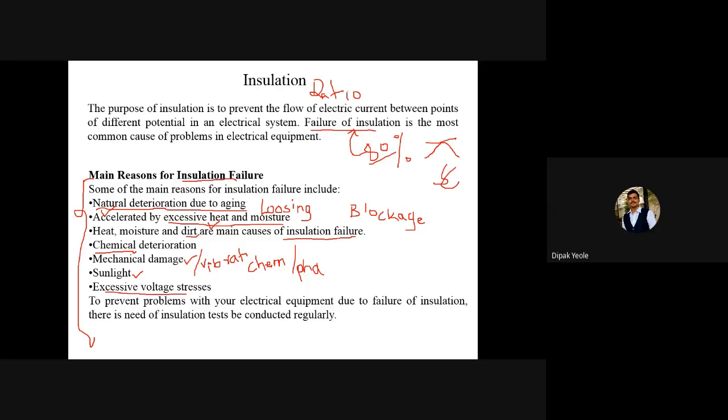Excessive voltage stresses. If the voltage is beyond the limit, we are interested in carrying 230 volt for single phase and 440 volt for three phase. But by some means there can be an application that requires a voltage beyond these limits or beyond this capacity. So there can be a development of voltage stresses, and this insulation can fail.